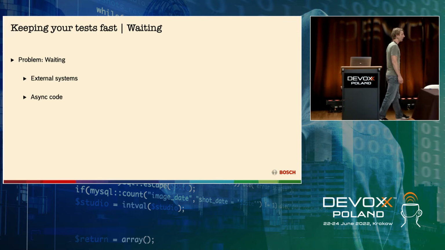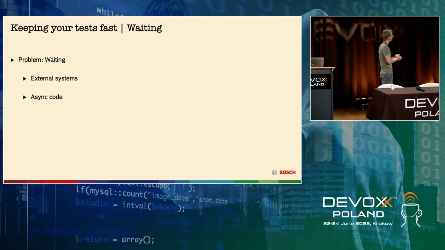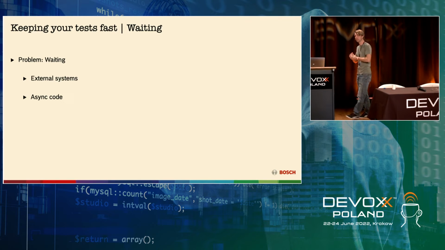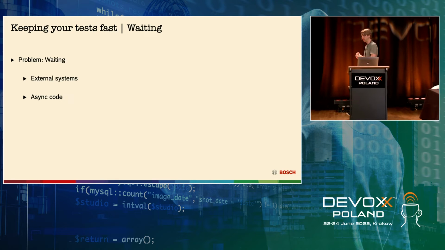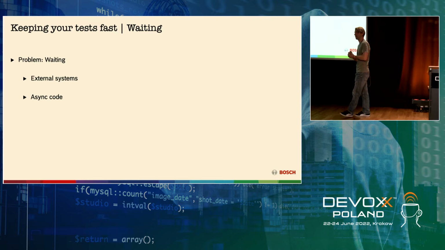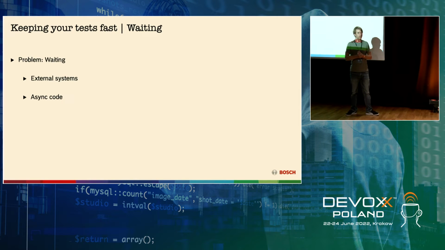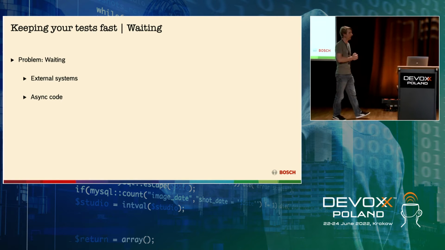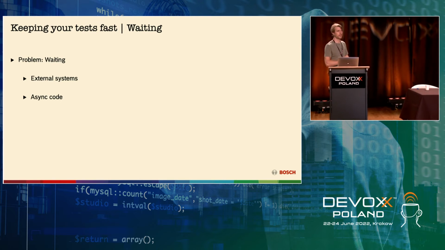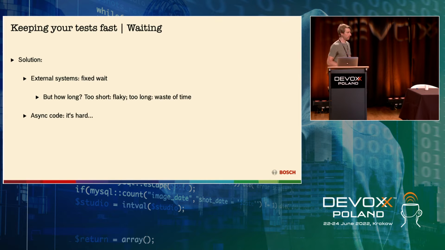Okay, last one. Waiting. So that's actually a nice one. We could be waiting for external systems, especially if you have end-to-end tests, if you're using Kafka or something like that. You might be familiar with that. Also, if you have some asynchronous code, it's not always clear when the result comes.